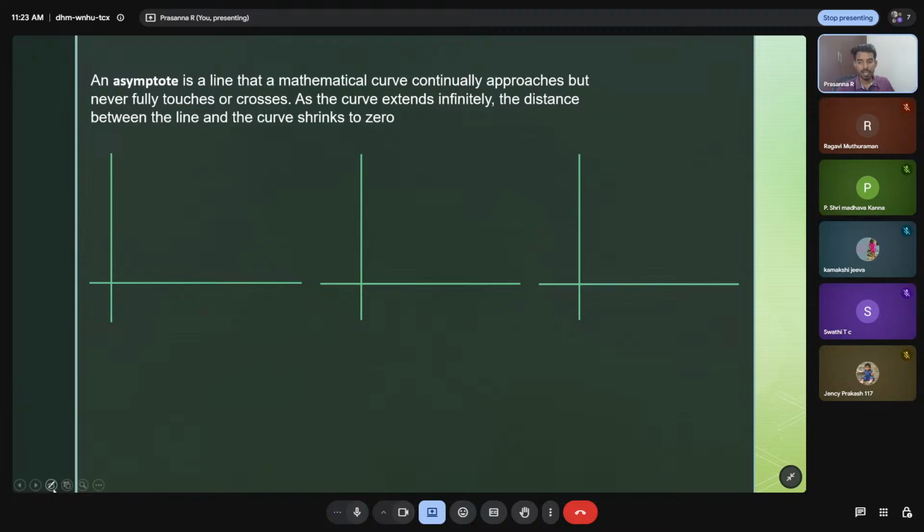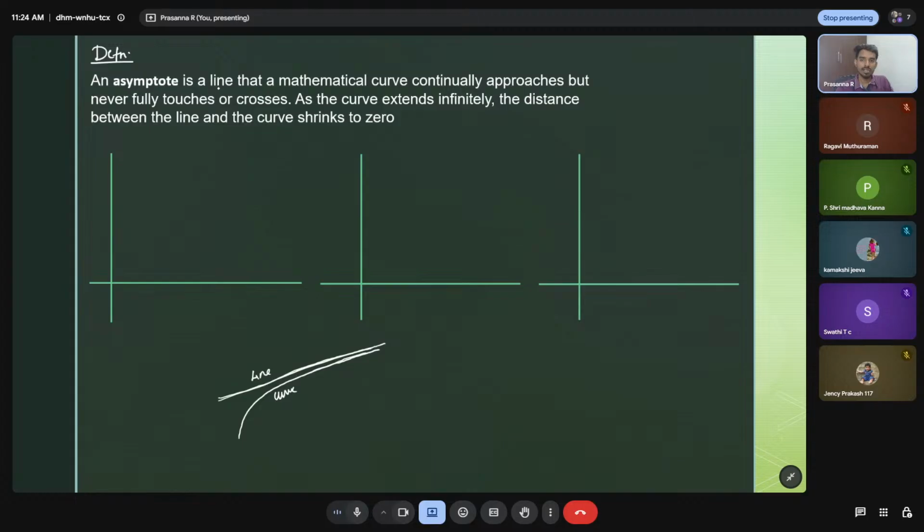So what is an asymptote? Again, I'll repeat. We have a line. A line is said to be an asymptote to the curve if the curve becomes very, very closer to it, but it will never touch. Maybe they will say that they will touch at infinity, but it will not happen, right? So this is a curve and this is a line, and they will become very close but never touch. If that happens, then we say this line is an asymptote to this curve.